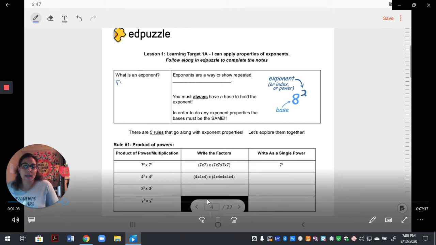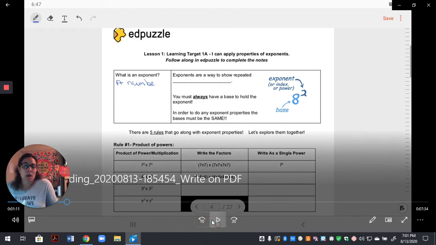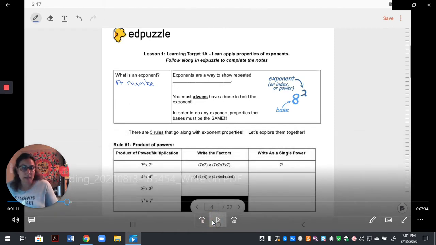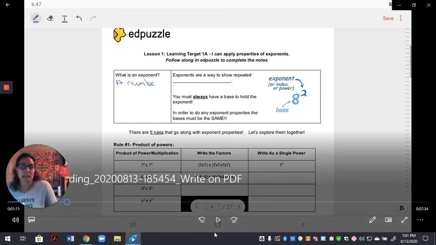So we're going to go ahead and start looking at our notes packet on pages 4 and 5. That's what we're going to work on today. This is lesson number 1, and it is Learning Target 1A: I can apply properties of exponents. So we're going to get started and talk about what an exponent is.